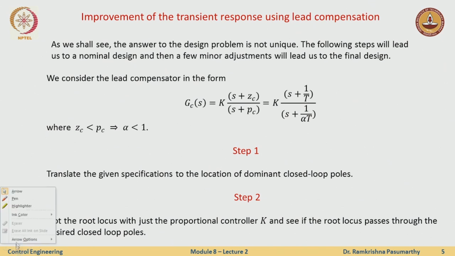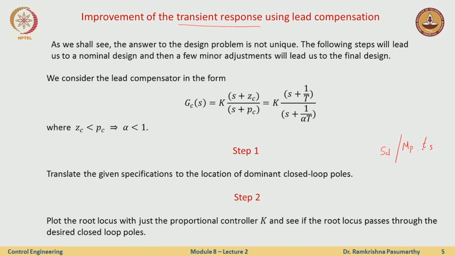So again, just to remind ourselves, these are all transient response specifications. I am improving only the transient response. What will happen to the steady state is something which we will see parallelly as we go through these steps. Step 1 is again find what are the dominant poles given Mp and Ts.